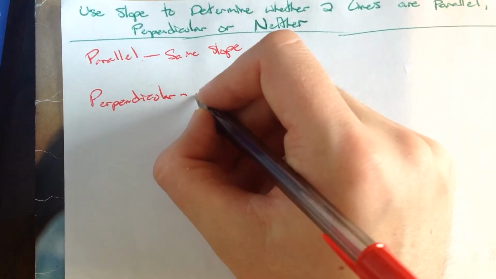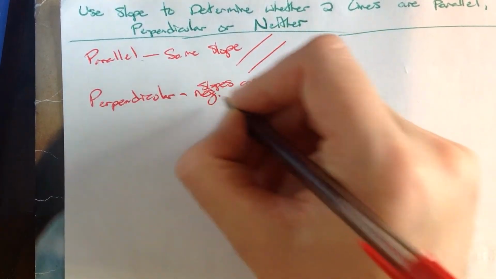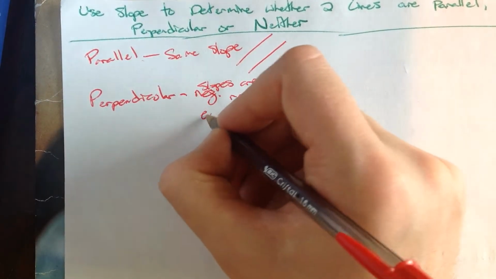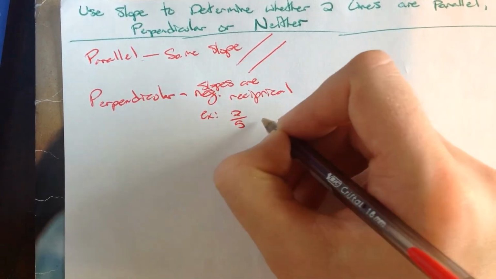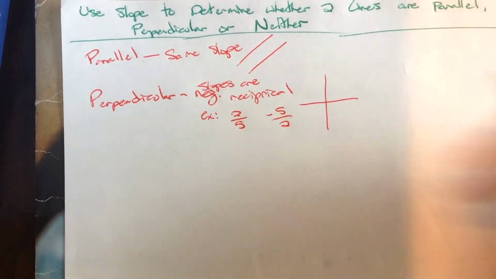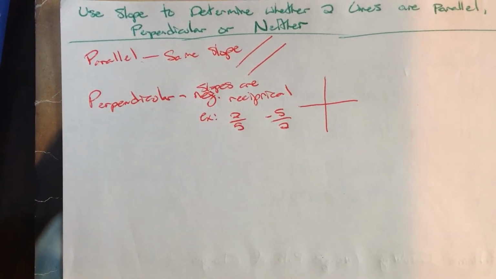The way this happens is the slopes are negative reciprocals. So what this means is an example would be 2/5 and negative 5/2 for your slopes, and it would produce a perpendicular line. So let's see if we can figure out in these 3 examples what case we have.